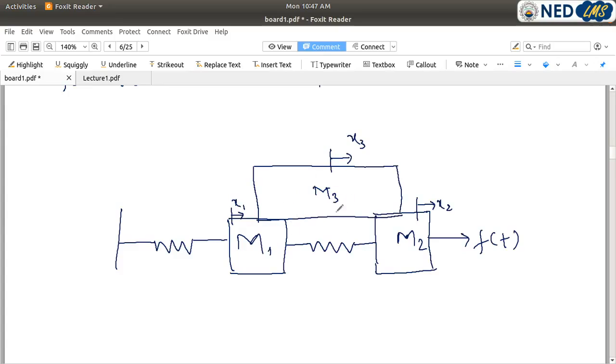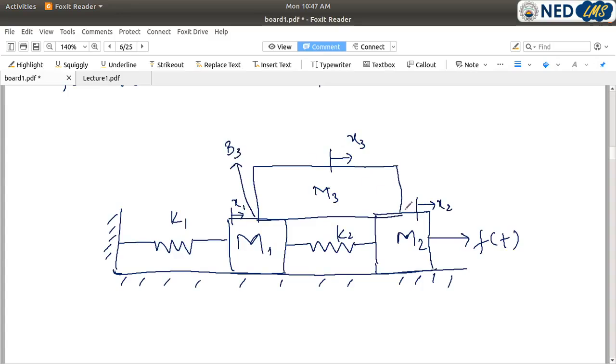Since we have three masses here, we must write three differential equations to represent this mechanical system. These two masses are placed over the surface. This is K1, this is K2, and friction between M1 and M3 is B3, and friction between M2 and M3 is B4. Friction between M1 and surface is B1, and friction between M2 and surface is B2. So this is our mechanical system. We have to write the equation of motion at x1, x2 and x3 for this mechanical system.